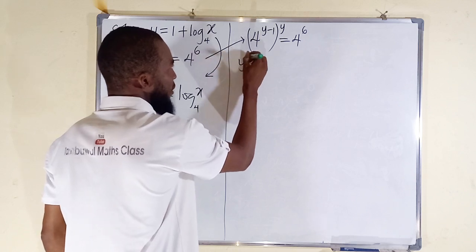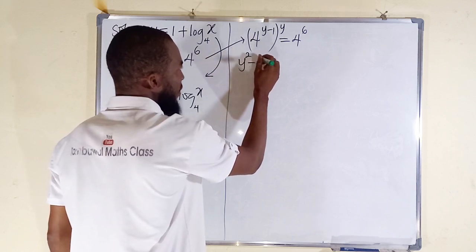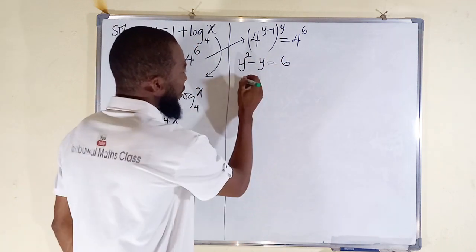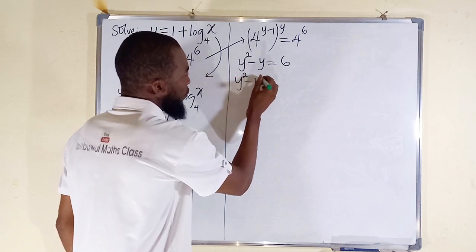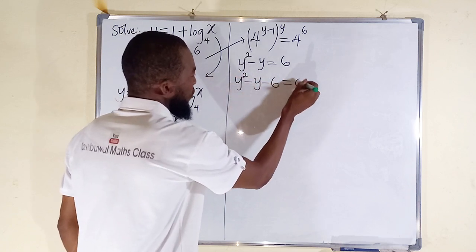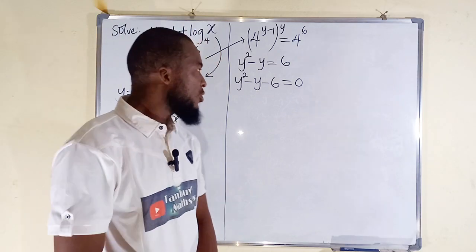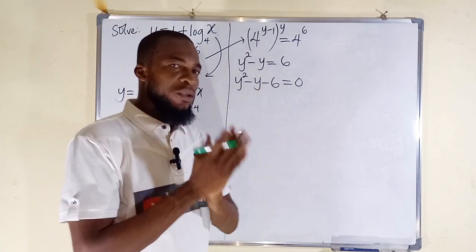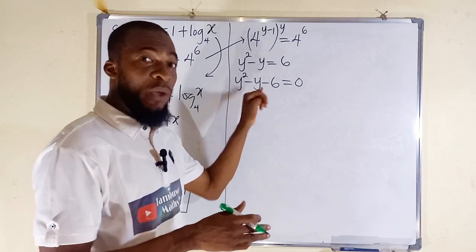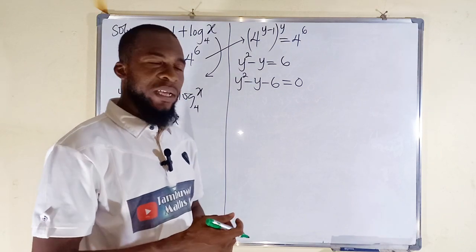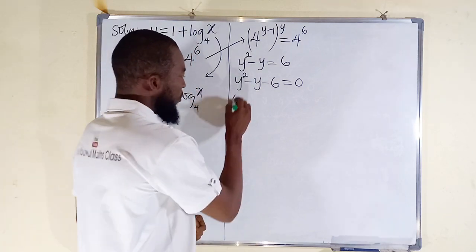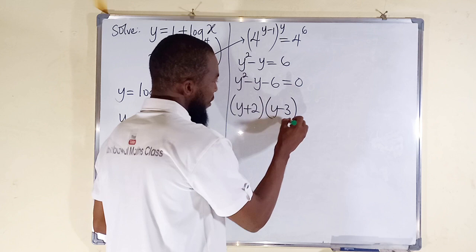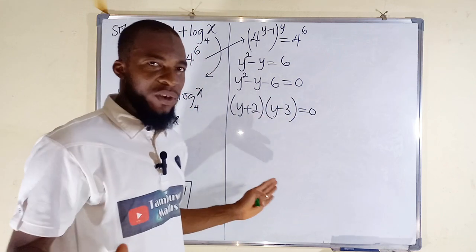y times y is y squared. y times negative 1 is negative y. This is equal to 6. Bring 6 to the left hand side. You have y squared minus y minus 6 equal to 0, which is a quadratic equation. Let us factorize it by thinking of two numbers that multiply to get negative 6, and when you add them together, you get the coefficient of y, which is negative 1. The numbers are negative 3 and positive 2. So you have (y plus 2)(y minus 3) equal to 0, fully factorized.